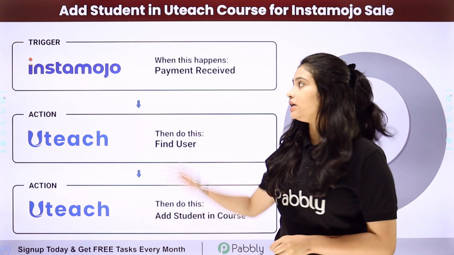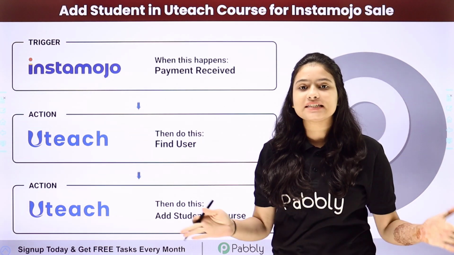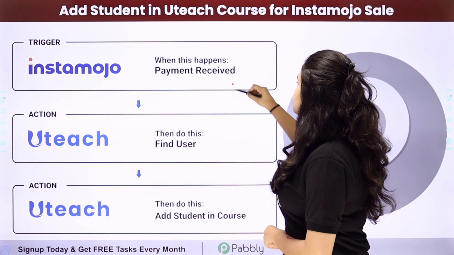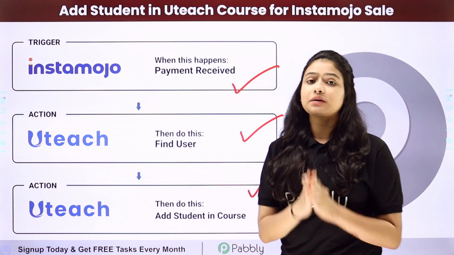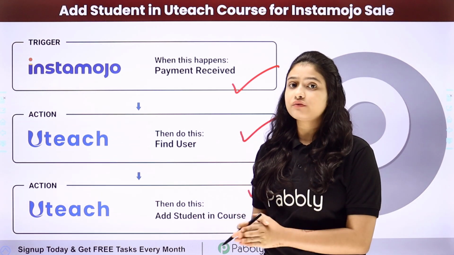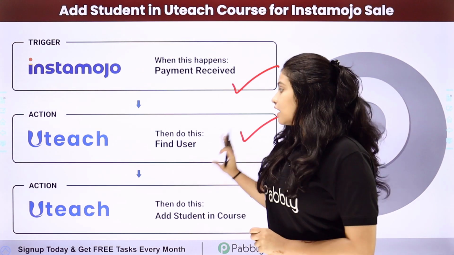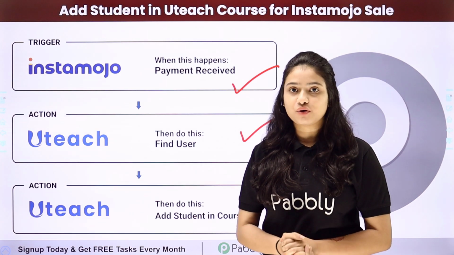For that we will have to integrate Instamojo with Teachable, and to do so we are going to use Pabbly Connect, which is an amazing automation and integration software. We have Instamojo in our trigger and Teachable in our action. We will connect both of them using Pabbly Connect in such a way that whenever a product is purchased in Instamojo, first the user will automatically be searched in Teachable, and after that automatically added as a student for a particular course in Teachable.